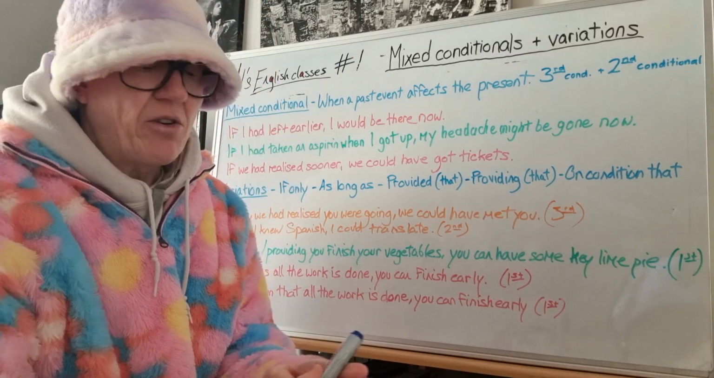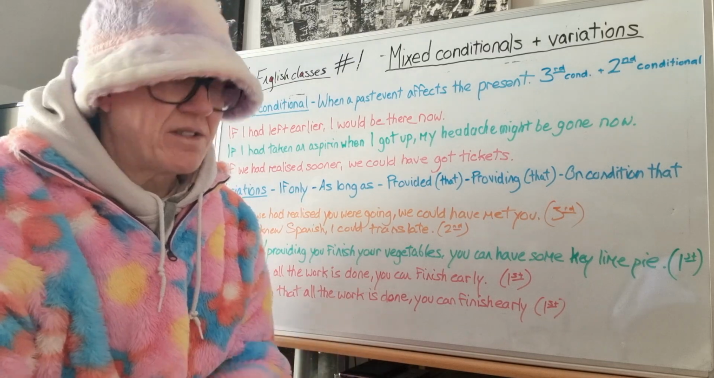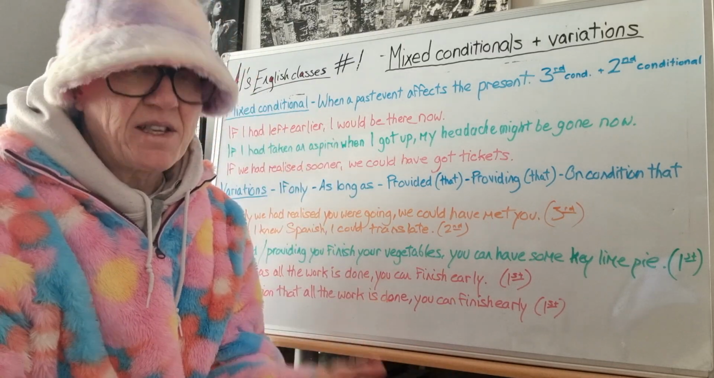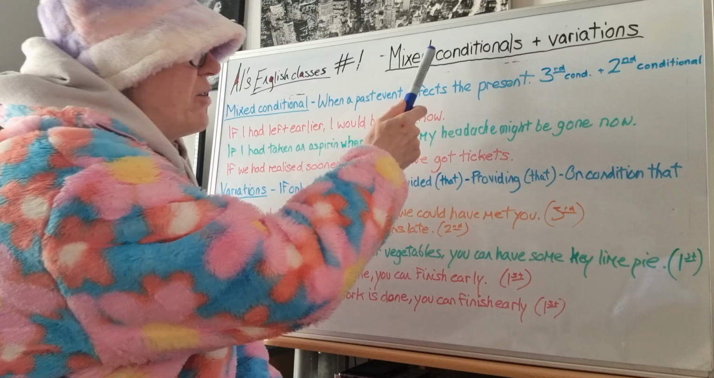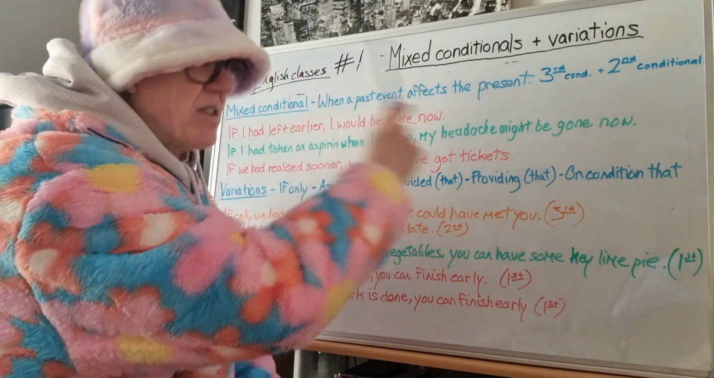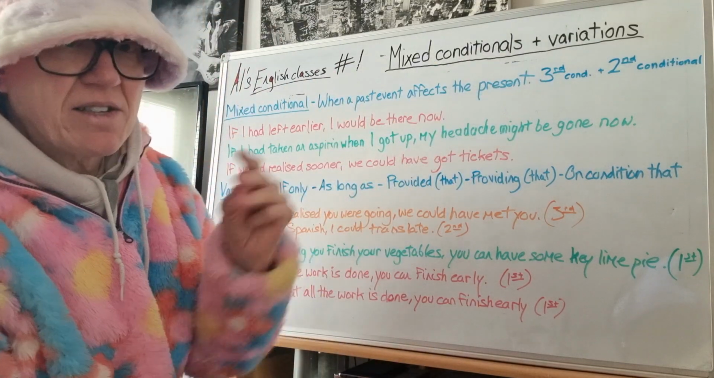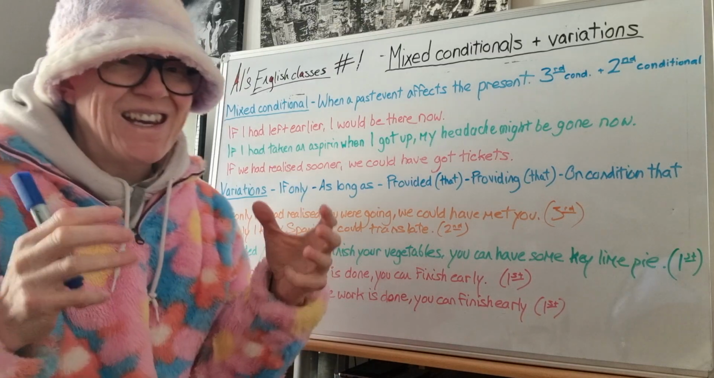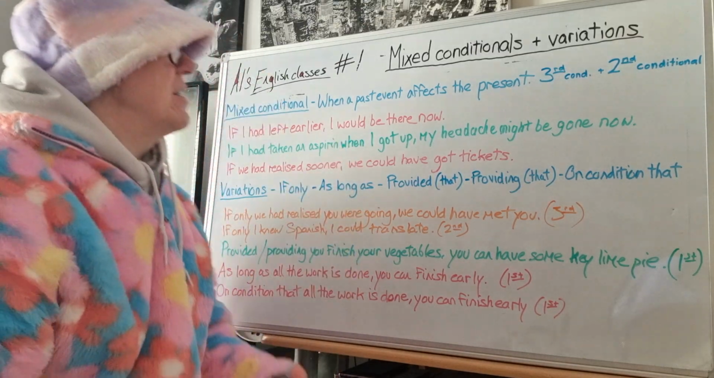So, we did zero conditionals and first conditionals. We did second conditionals and third conditionals. Now it's time for mixed conditionals and variations. Okay, so let's get straight to it. Let's try and make this a nice short video.